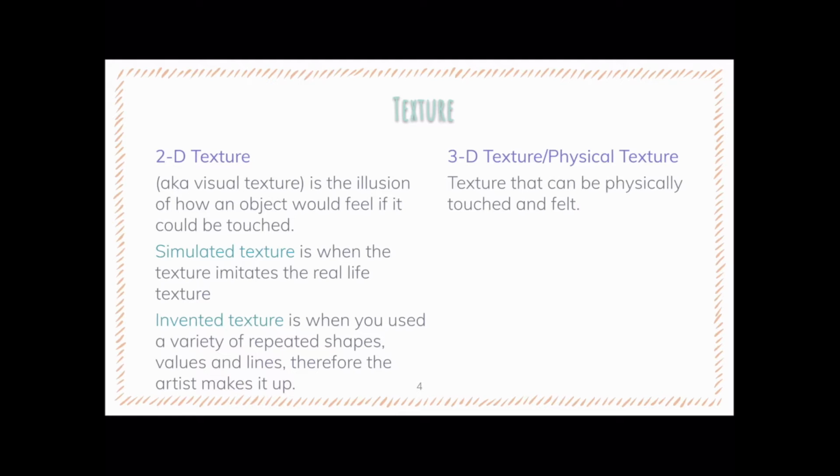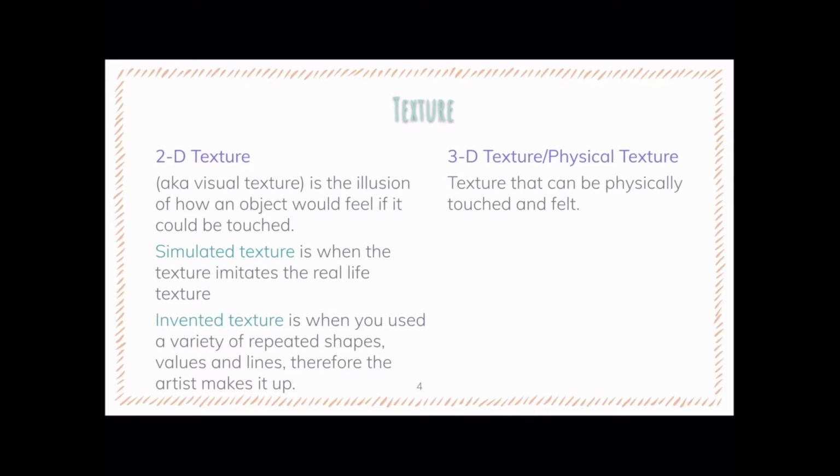Versus 2D texture. So 2D texture is flat, and it's the visual texture. It's the illusion of how an object would feel if it could be touched. So we have 2 different types of textures in this 2D realm. So simulated texture is when the texture imitates the real life texture, okay? This is, for the most part, probably what you're going to be focusing on today. So it's texture that imitates the real life texture. So that means that it looks as if it's real. It's painted to look like it actually is that real life texture.